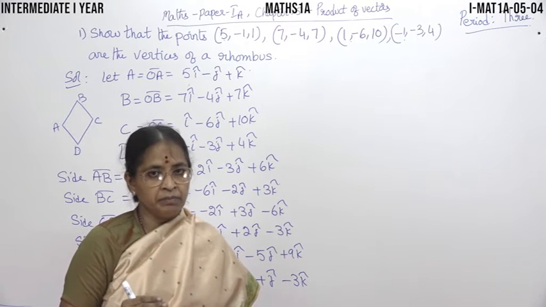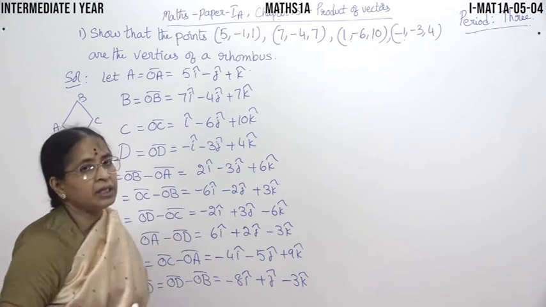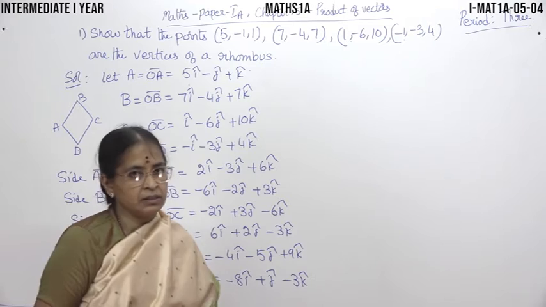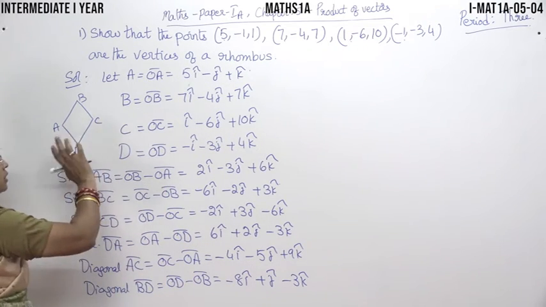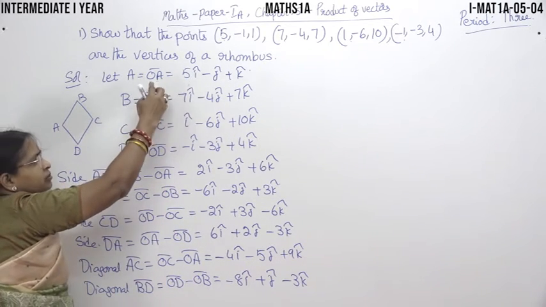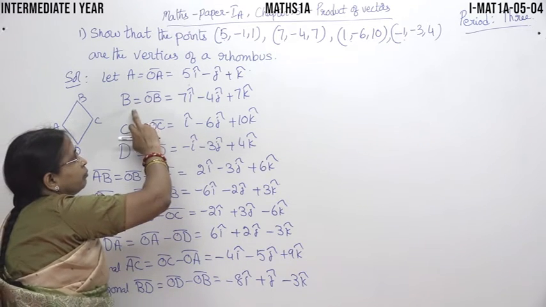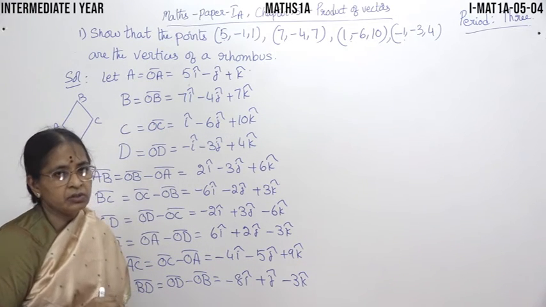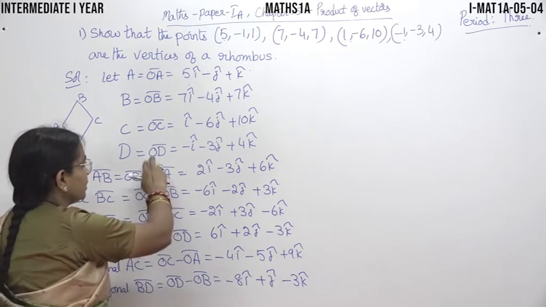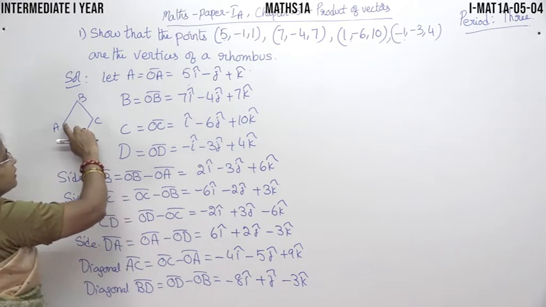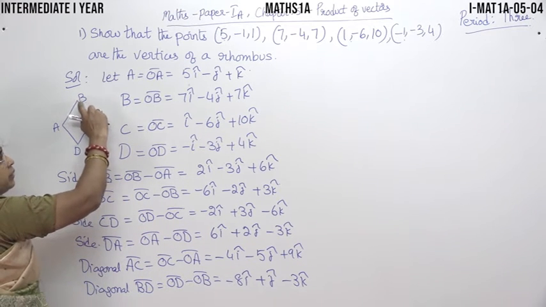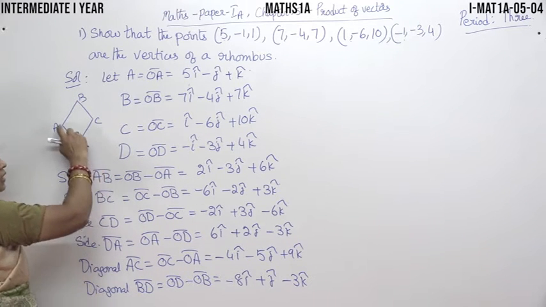4 points are given A, B, C, D. You must show that they are the vertices of a rhombus ABCD. So, first always we take the points as A, B, C, D. A is OA bar, B is OB bar, C is OC bar, D is OD bar. Like this we'll take. Now you find the sides AB, BC, CD and DA.